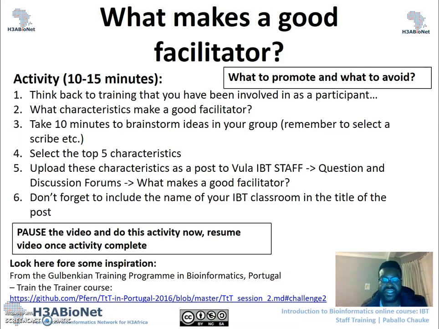Select the top 5 characteristics of a good facilitator. Upload these characteristics as a post to Vula. Go to the IBT stuff, question for 2018, go to question and discussion forums. What makes a good facilitator? There's a topic there, what makes a good facilitator. Click on that and then type this up as a scribe. So for now, I'm going to kindly ask you to pause the video and do this activity now. Resume video once the activity is complete.